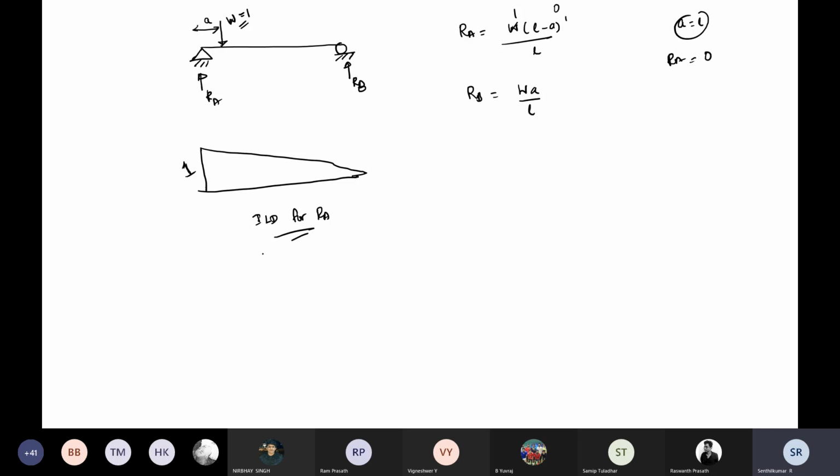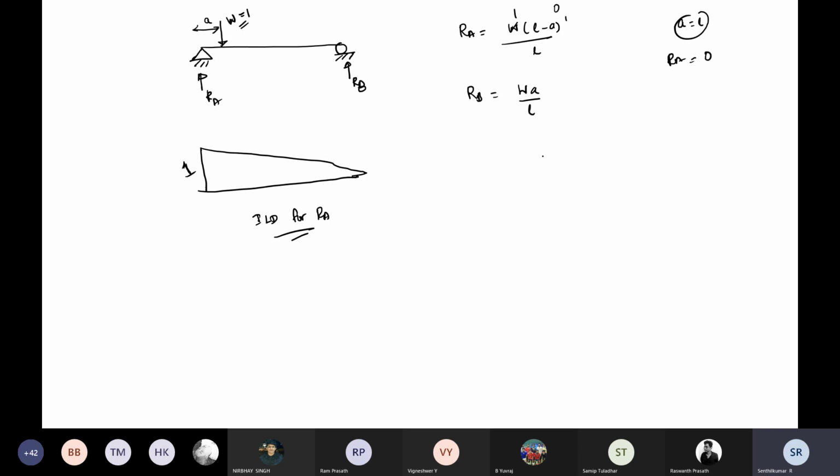So what is the use of this diagram? I'm drawing my W at the position a equal to 0, exactly at the support, and the value is 1. My W is moving here till the end. If my W is exactly at support B, my value is 0, RA is 0. What is the use of this diagram? Instead of playing with the formula W(L minus a) by L, I'm not going to derive it. I know that this is my ILD diagram to find RA.